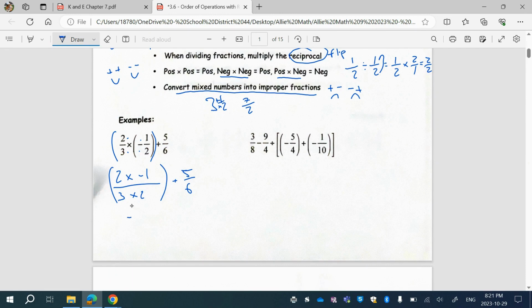So now let's see, that's negative 2 over 6. And let's not reduce this yet because we're going to be adding a 5 over 6, and we need the same number on the bottom. So let's not reduce this just yet. But now we need to do negative 2 plus 5, which gives us 3 over 6 or 1 over 2. So there you go. That's that one.